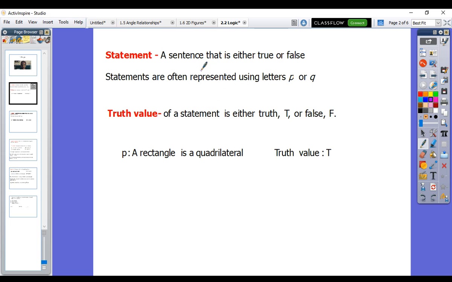So anybody can make a statement, but sometimes it's true. For example, first statement, a rectangle is a quadrilateral. That's a true statement. Now, if we were to flip that and say, hey, a quadrilateral is a rectangle, is that true or false? Well, we know quadrilaterals are four-sided, but a rectangle is a very specific type of four-sided figure. So just by this statement alone, we have to say that's false, as we'll get into this.